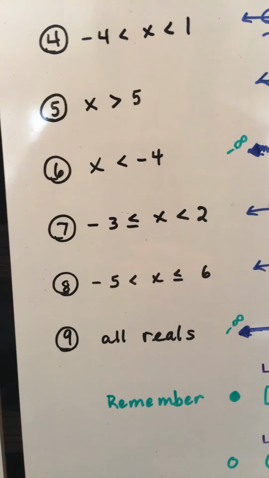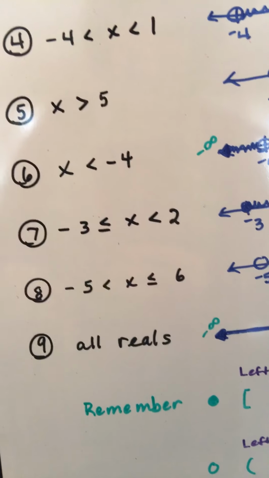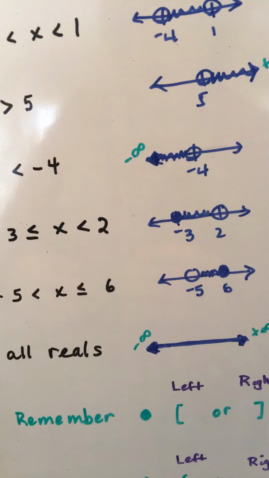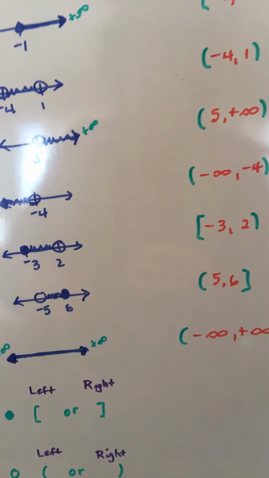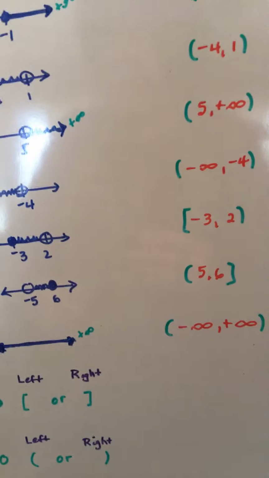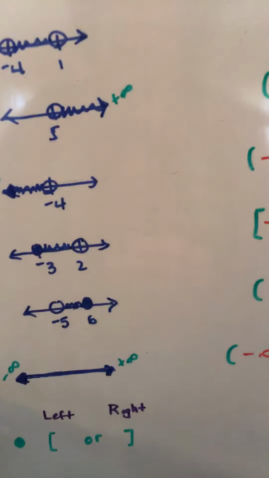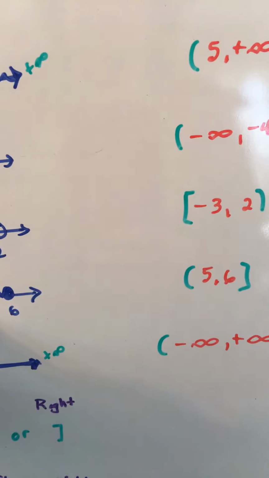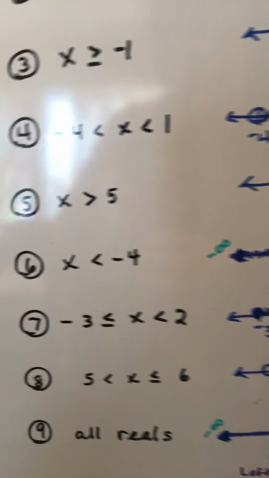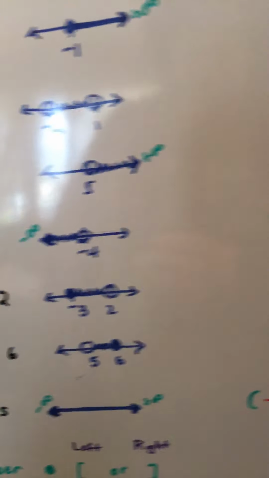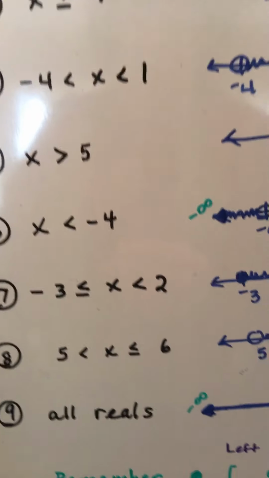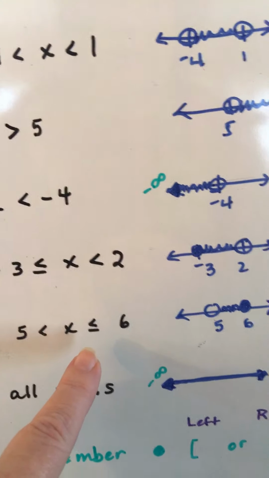Negative 5 is less than or equal to 6. I see my two numbers, negative 5 comma 6. I see open on negative 5, closed on 6. And so what's going to happen? Oh, that's supposed to be a negative 5. I forgot to bring a marker in, so we'll just say that this one's negative 5 to 6. What do we know? Open, then closed. So that's a parenthesis, closed dot, bracket.